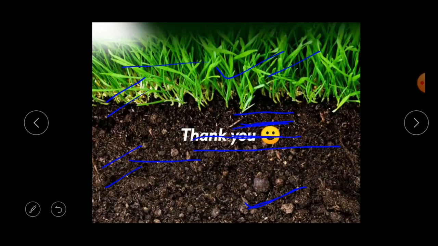Okay, so children, in this class we have learned what is soil, soil profile, the layers of soil, what is weathering, how the soil is formed, right? Then we have learned in detail about the soil profile horizons, that is A horizon, B horizon, C horizon, and the bedrock. And we have studied the types of soils such as sandy soil, clay soil, and loamy soil, right? Hope you understood all these concepts very well, children. Okay.